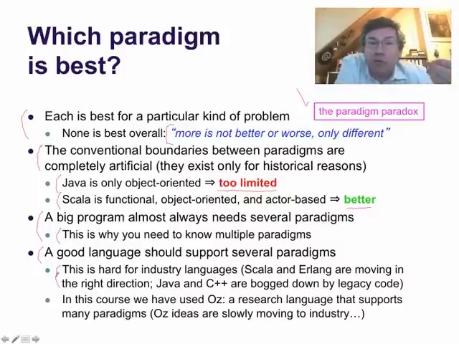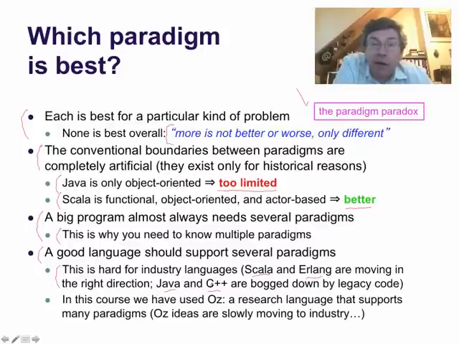Somehow you do need new languages. At some point the pressure on the old language is too high. It cannot follow anymore, and a new language will break free and be able to do more. So for example, Scala with respect to Java. Scala and Erlang are moving in the right direction. They are integrating more concepts, whereas Java and C++ are very bogged down by legacy code.